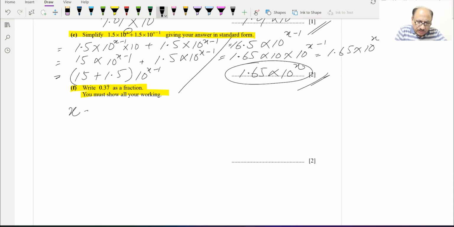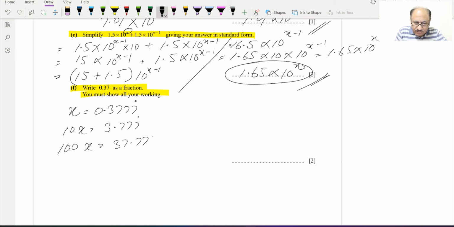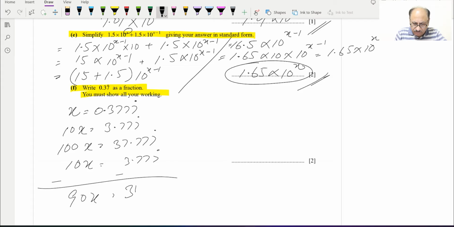So we will show working. x is equal to 0.3 with 7 recurring, and then we can write 10x. So 10x will be equal to 3.777 recurring, and 100x we can write as 37.777 recurring. So we can subtract 10x from 100x, and the 0.777 recurring part will cancel when we subtract. So 90x will be equal to 37 minus 3, which is 34.